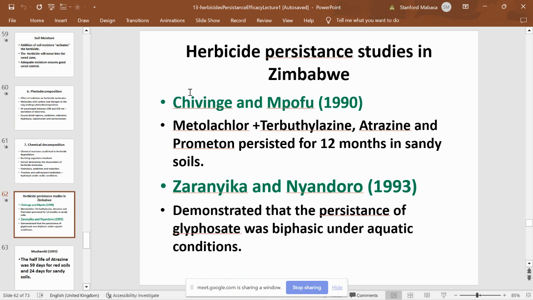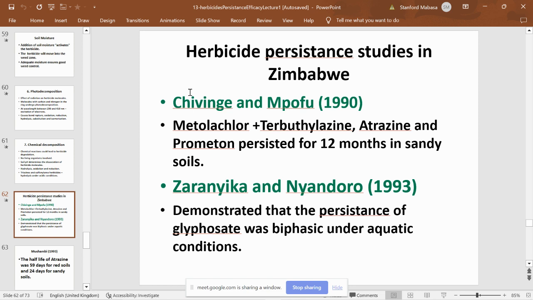Now, here I'm just giving you examples of some studies which were done in Zimbabwe on herbicide persistence. Chivinge and Mpofu in 1990 did a study on metolachlor, terbuthylazine, atrazine, and prometron, and they found that the persistence was up to 12 months under sandy soils. But when they grew groundnuts, although groundnut showed phytotoxicity in the first few weeks, the groundnuts grew out of that phytotoxicity and the yields were not affected. Probably it was a matter of the genotype, or there could be some genotypes which can be affected.